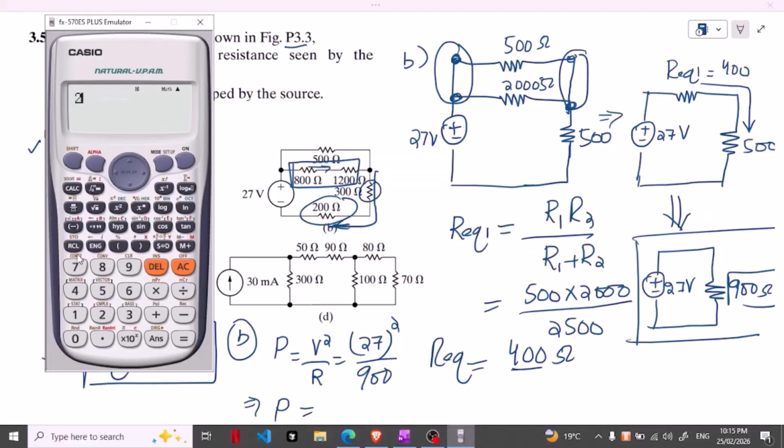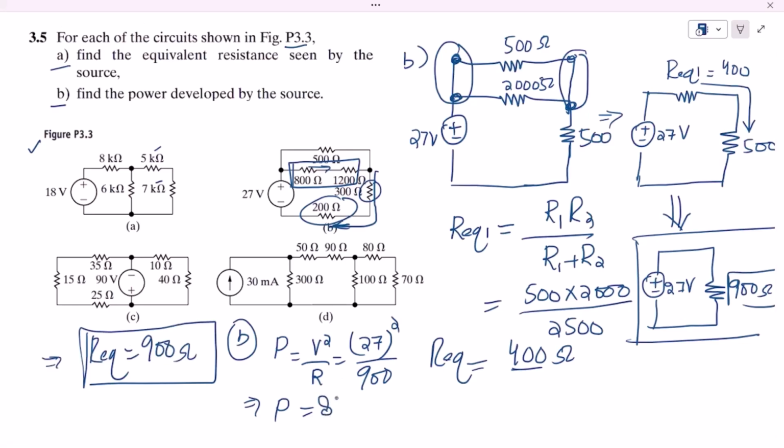27 square. Okay, so this is 729 divided by the 900, it is 0.81 or 810 milliwatts, and that is basically the solution of part B of my question.